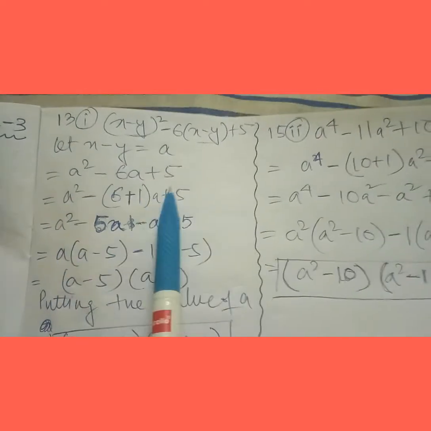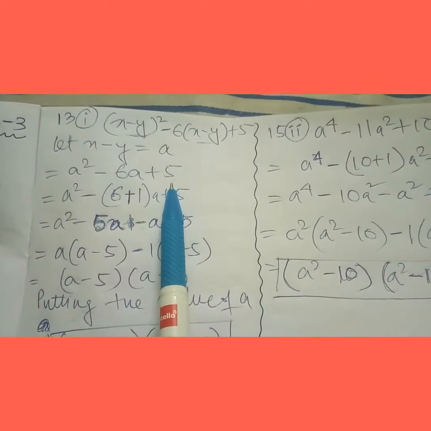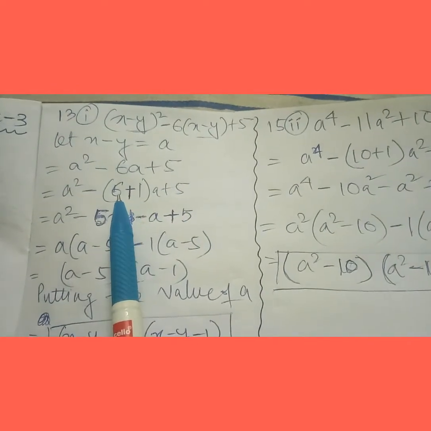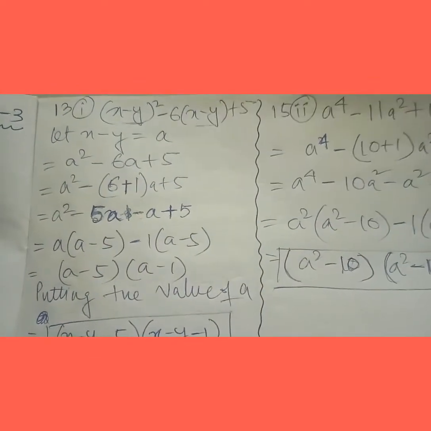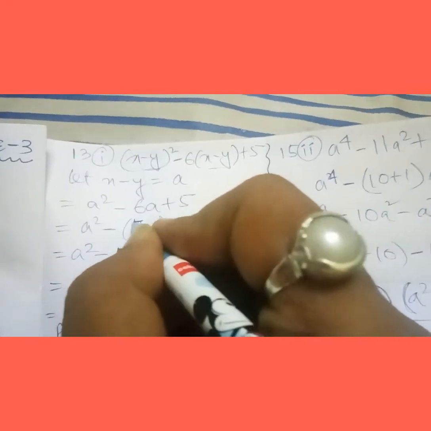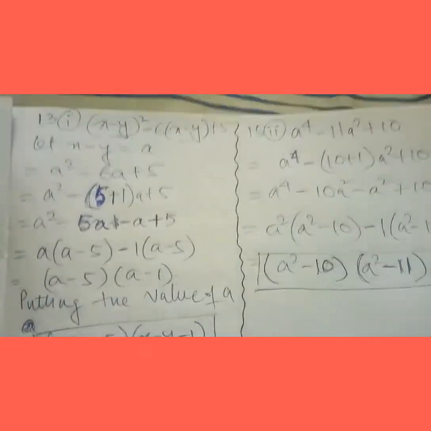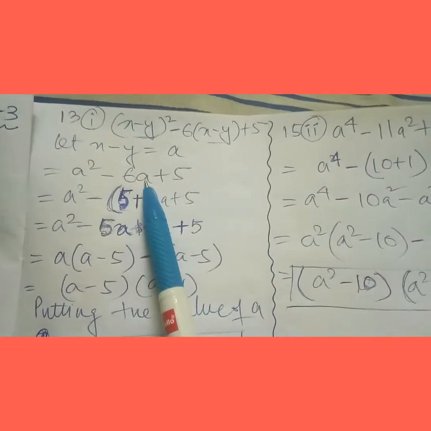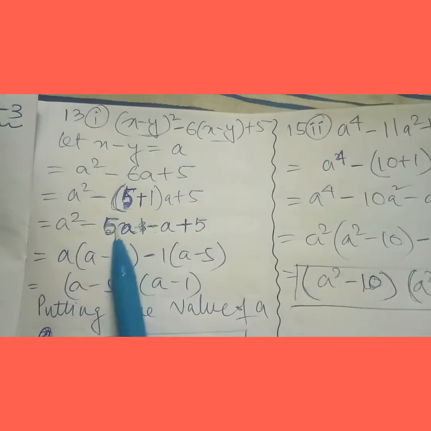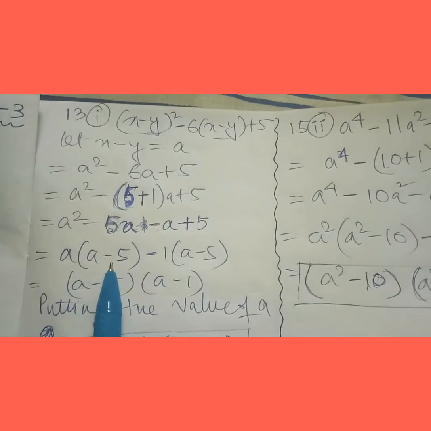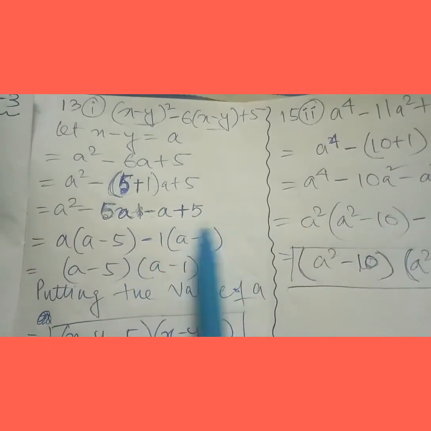See, now from here, what is the factor of 5? 5 into 1, only one factor. Then 5 plus 1, I can easily make it 6. This will be 5 plus 1 in the bracket, a plus this one. See, 5 plus 1 is 6. Then, after opening the bracket, 5a minus a plus 5. Again, I've taken a common from here.